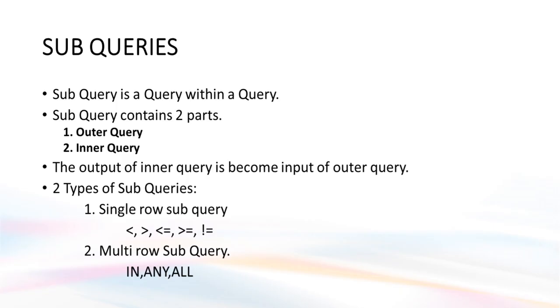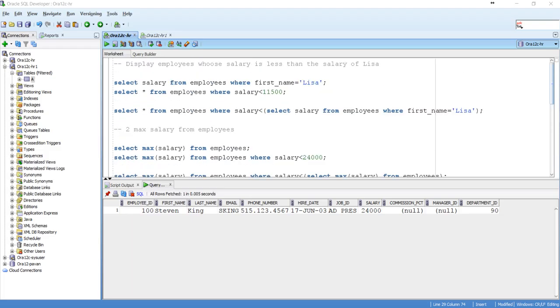So what is the difference between a single row subquery and a multi-row subquery? In a single row subquery, the inner query always returns a single value. All the examples we have seen so far have inner queries returning only a single value. So we are doing less than, greater than, or equal to comparisons against a particular value because the inner queries return only single values.